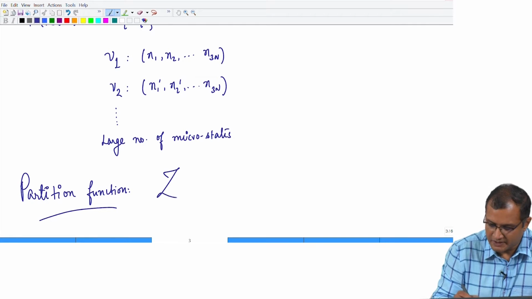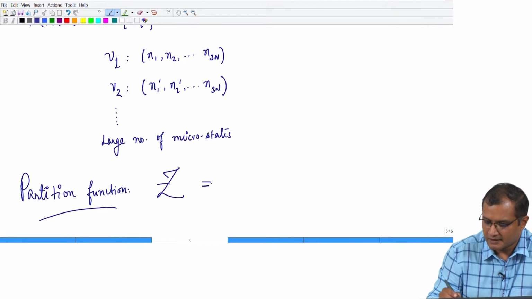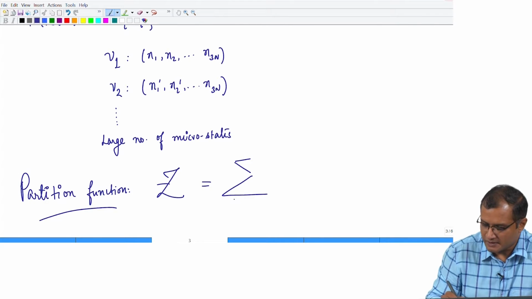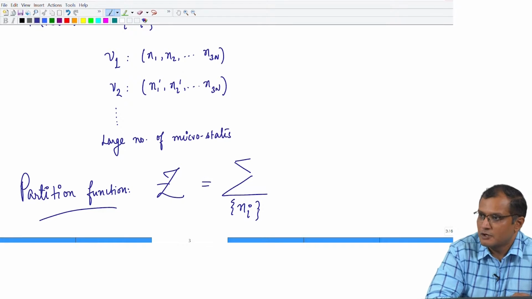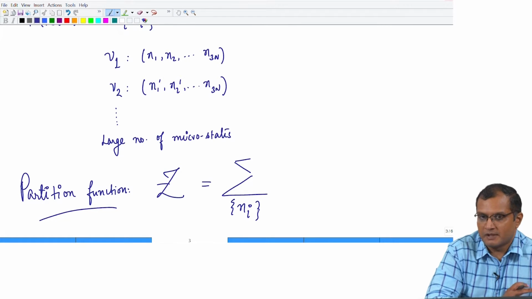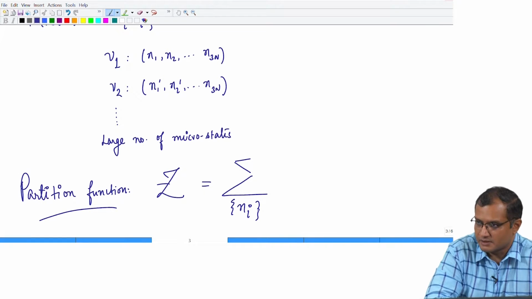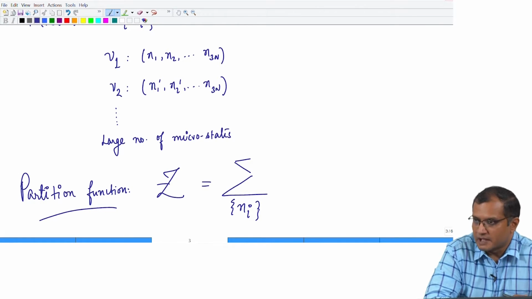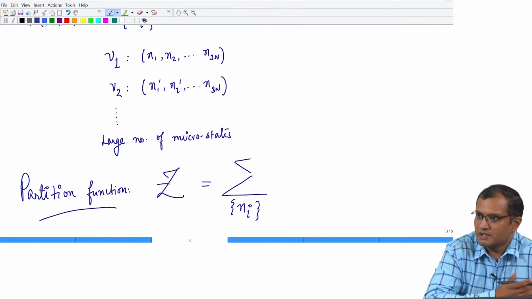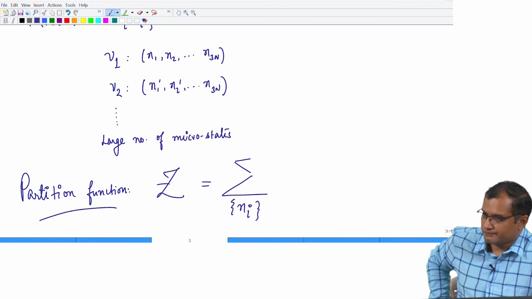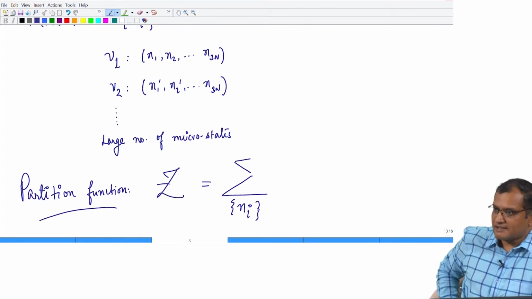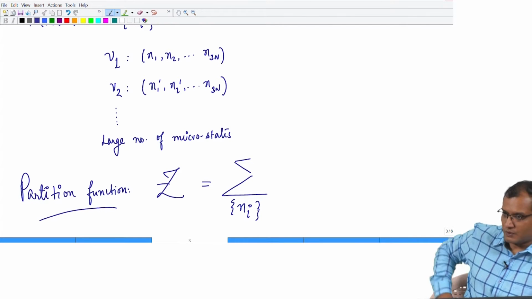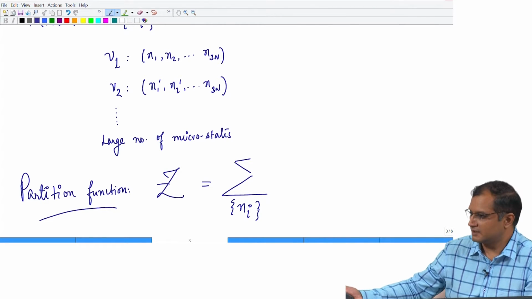So, the partition function can be written as a summation over all microstates. So, I am going to sum over all possible excitations. The first oscillator may have an excitation n1, the second oscillator may have an excitation n2, the third oscillator may have an excitation n3; n1, n2, n3 are some values. The sum of these ni's is not conserved, okay, you do not have the conservation here.